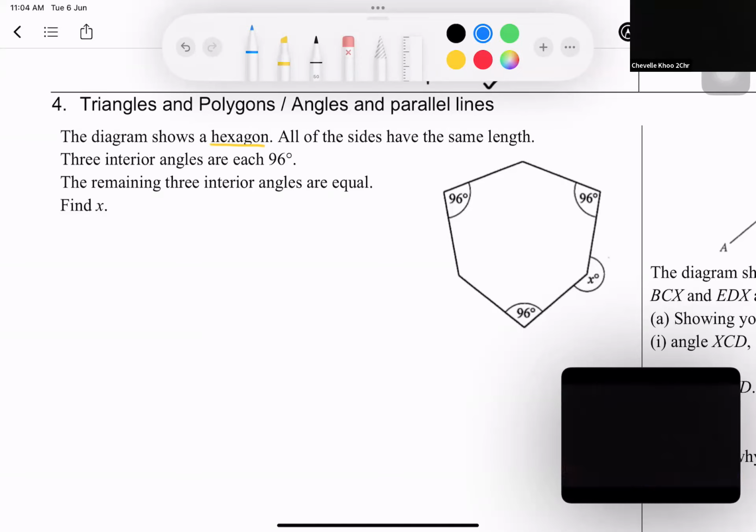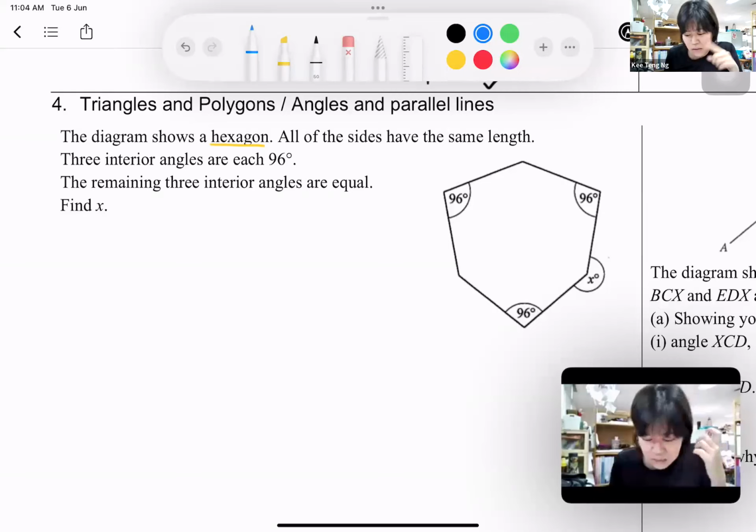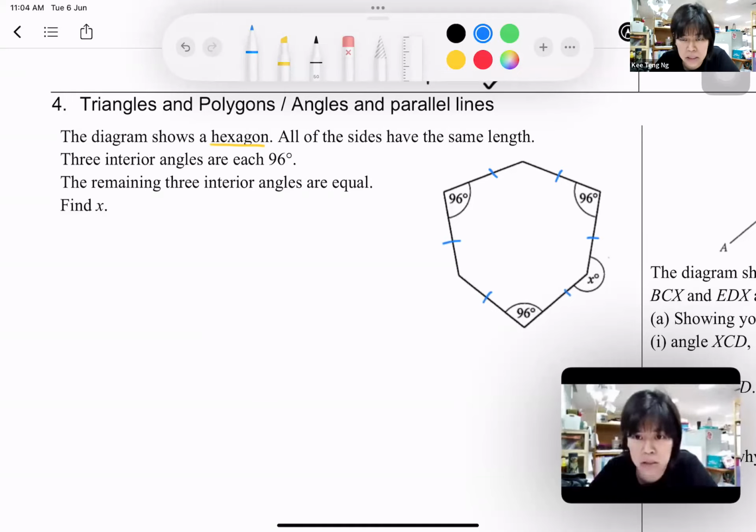Square. Yes, well done. Okay, so the keyword regular actually means all the sides have the same length. In this case, the question says all the sides have the same length also. Then they tell you three of the interior angles are 96. Although they have the same length, in this case it may not be a regular hexagon, because the interior angles appear to be a bit different.